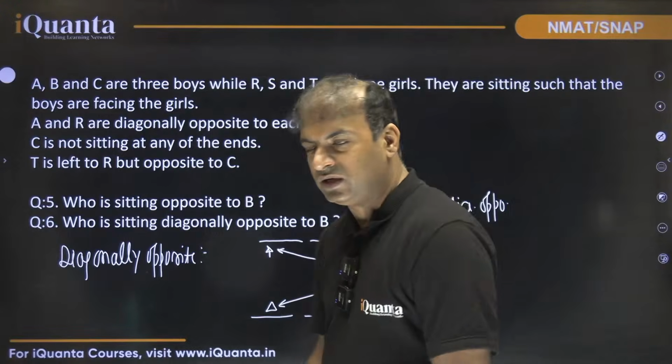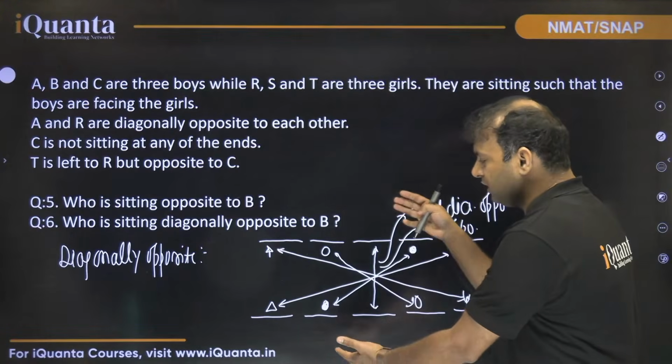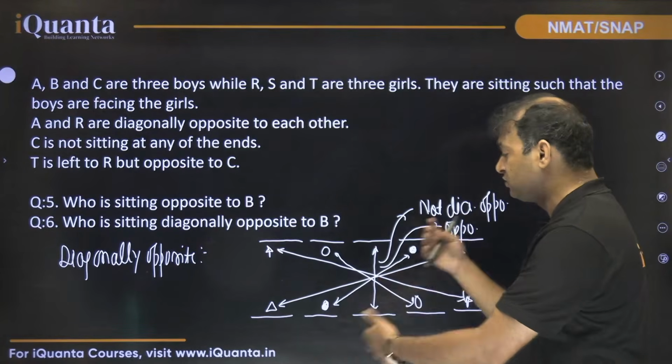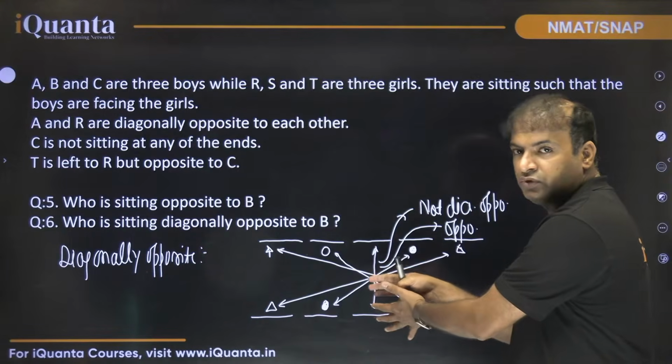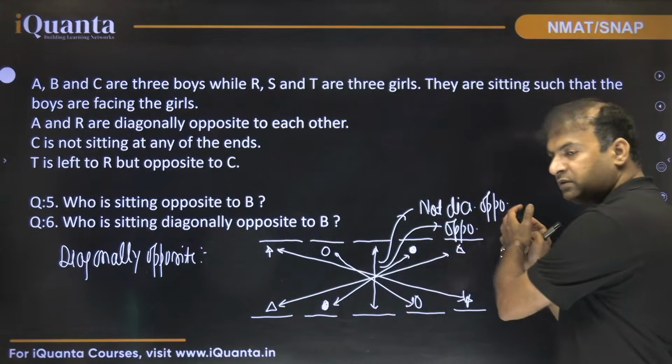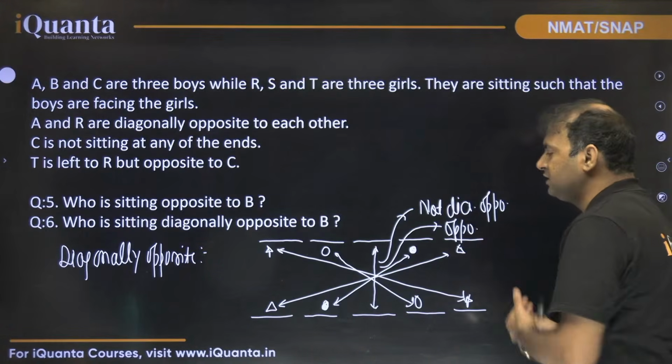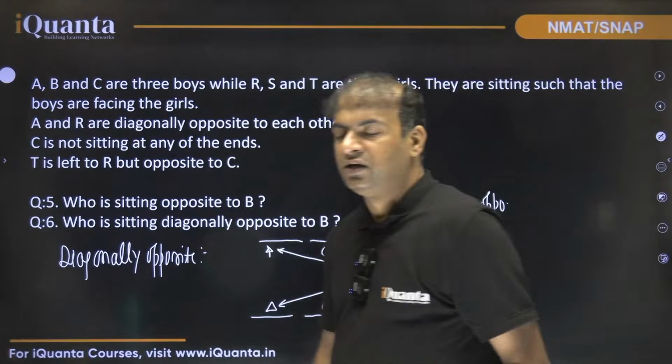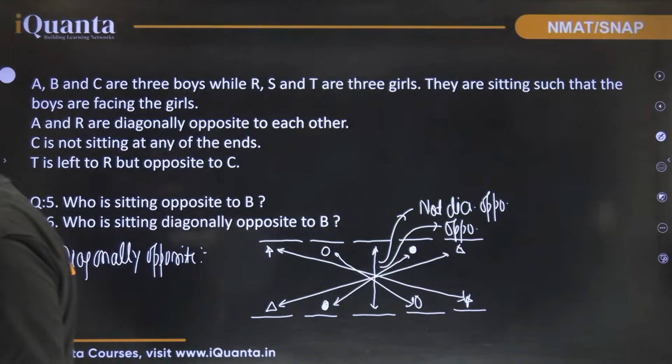So the people who are sitting exactly in the middle, if you connect them, if you are trying to know the relation between them, you cannot say that they are diagonally opposite to each other. We'll say that they are sitting opposite to each other. So this is also very important point we should know. Now let's try to solve the question.